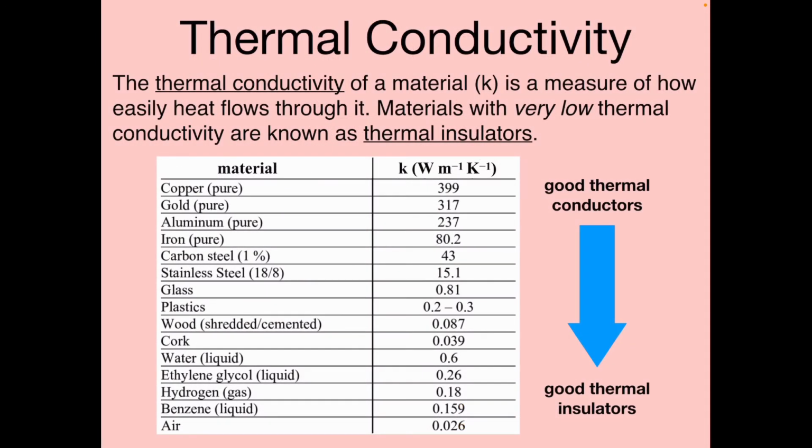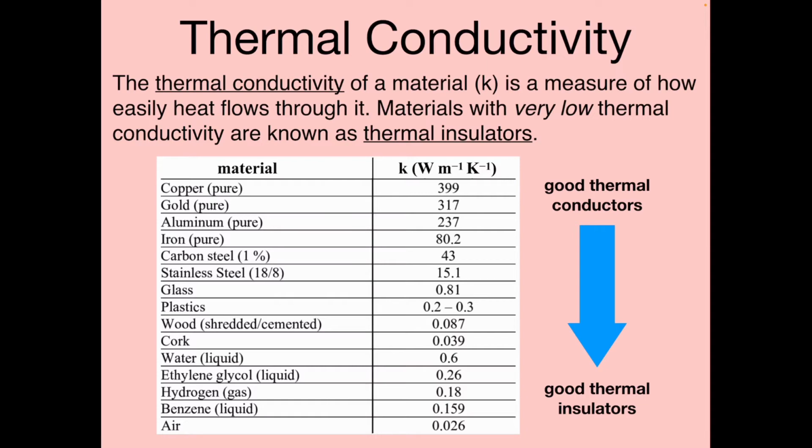So let's take a closer look at thermal conductivity. So the thermal conductivity is the constant K that we saw in the previous equation. And basically, the thermal conductivity of a material tells you how easily heat flows through that material. So if you have a very large K value, then heat will easily flow through that material. If you have a small K value, then it's very resistant to heat flowing through it.